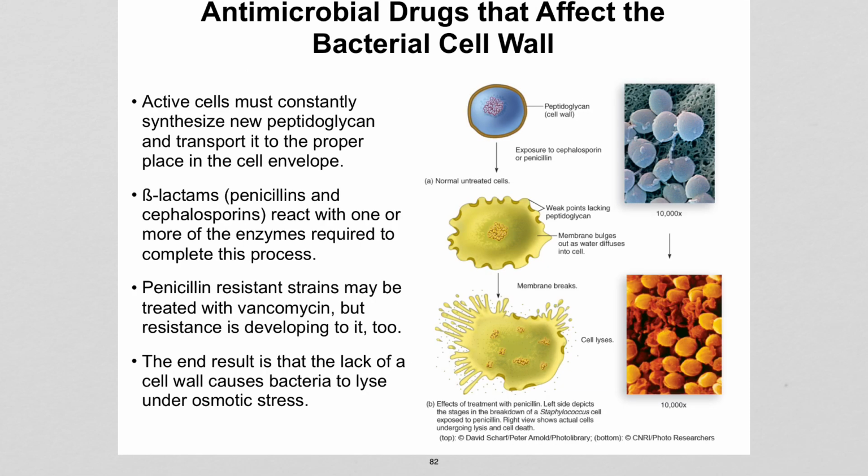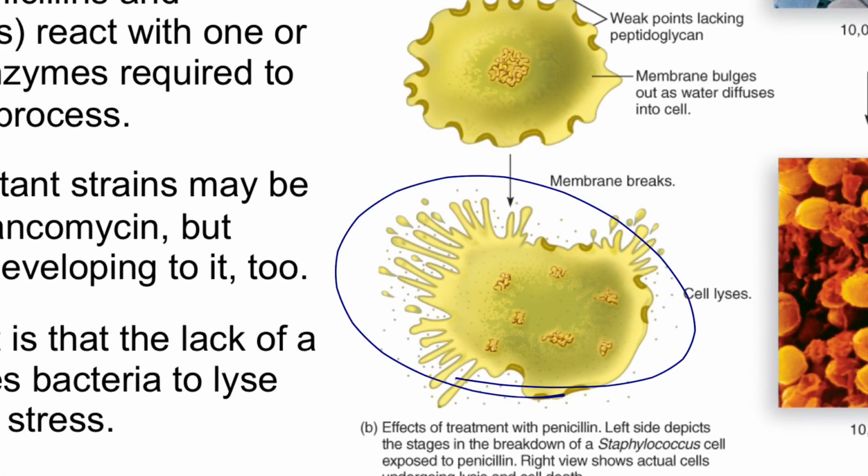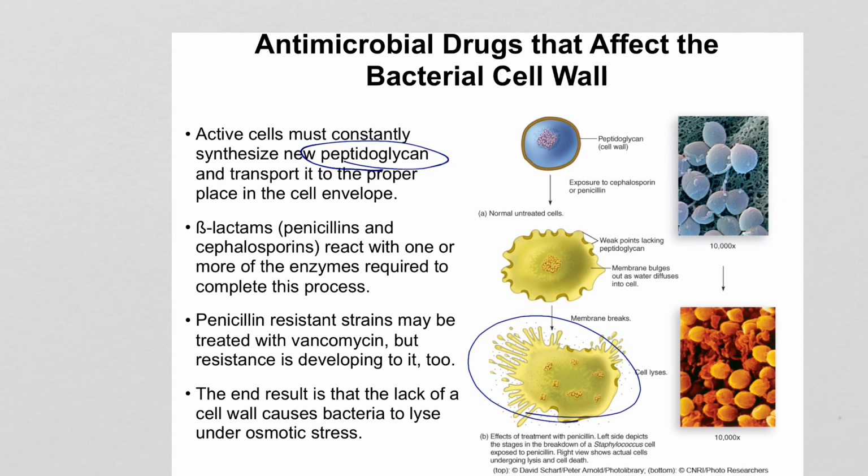Okay, so the first category of drugs we're going to look at are those that target cell wall synthesis, and all they're really doing is interfering with an enzyme that's required to synthesize peptidoglycan. Whenever a bacterial cell divides, it has to make a whole new batch of peptidoglycan to form the cell wall of the new daughter cell that's being produced. If not, then it's susceptible to osmotic stress, the membrane's left unprotected, and the cell will just lyse.